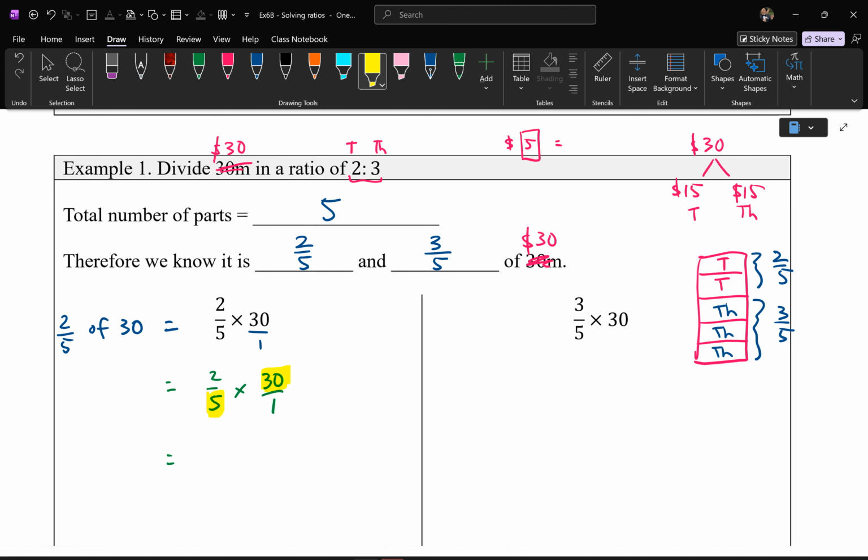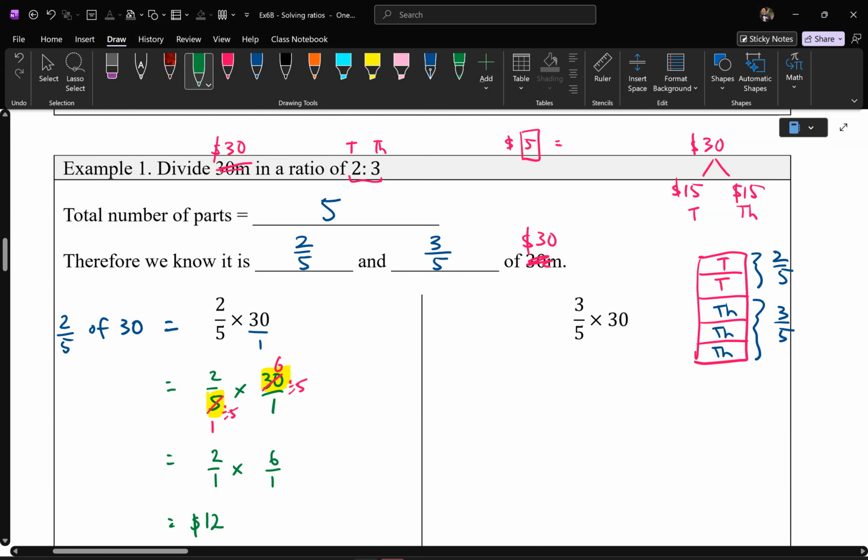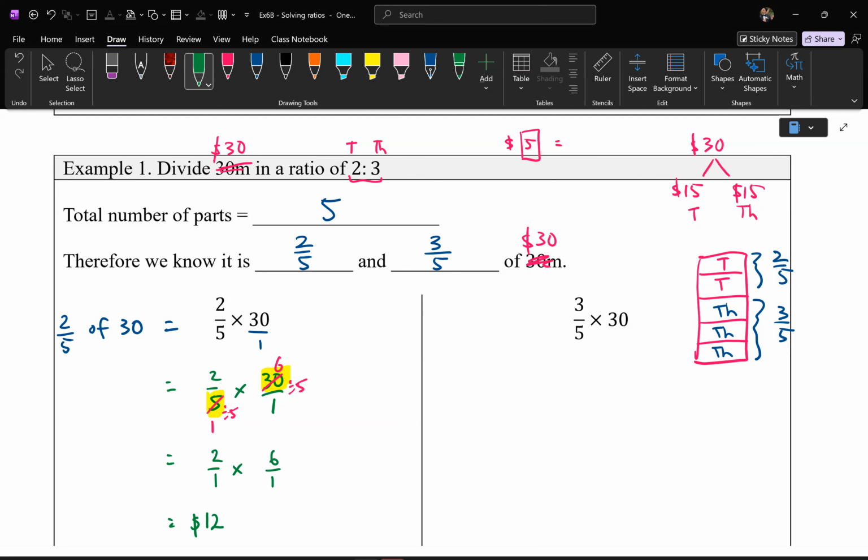What number goes into 5 and 30? 6. Good. So the answer is 6, but 5 goes into 5 once, and 5 goes into 30 6 times. So that means 2 over 1 times 6 over 1. What does that give me? 12. Because 2 times 6 is 12. 12 over 1 is the same thing as 12. So what that means is, out of $30, instead of getting 15, like I initially proposed, I should get 12.